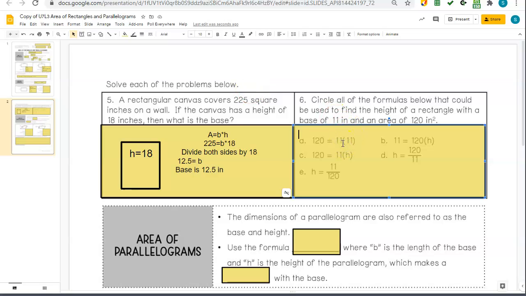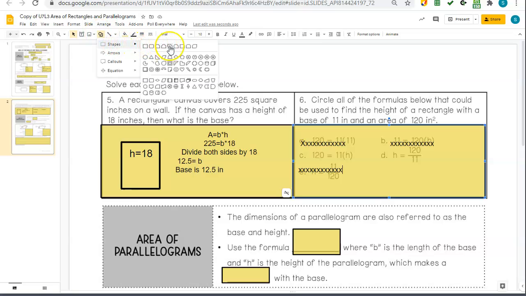So what I'm going to do is over this A, I'm just going to put a few X's. It doesn't work. Let's check this B. Well, the area is the 120, so that one's not going to work. Let's look at this C. Area equals base times height, which means height equals, oh, it looks like C is the first step and D is the second step. But this one, E, does not make sense. So in my case, it's C and D. Now, if I grab my shape tool, I can even put a little ellipse around it. Circle it, just like they said.